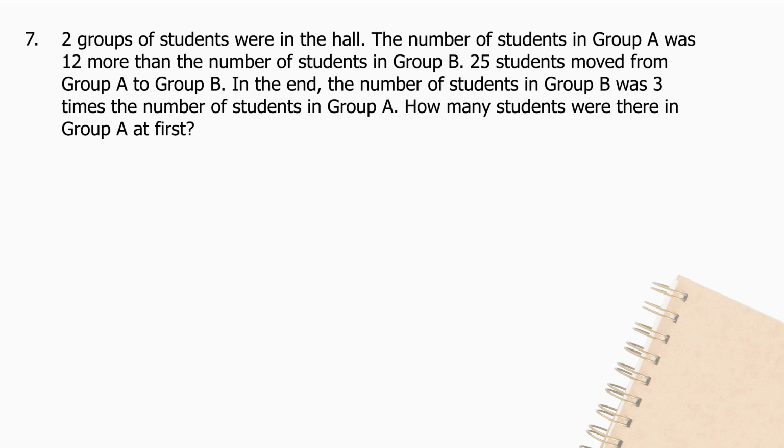Question 7. 2 groups of students were in the hall. The number of students in Group A was 12 more than the number of students in Group B. 25 students moved from Group A to Group B. In the end, the number of students in Group B was 3 times the number of students in Group A. How many students were there in Group A at first?